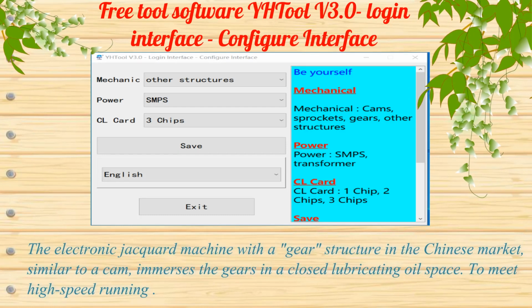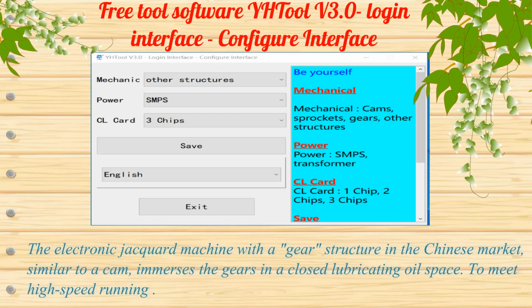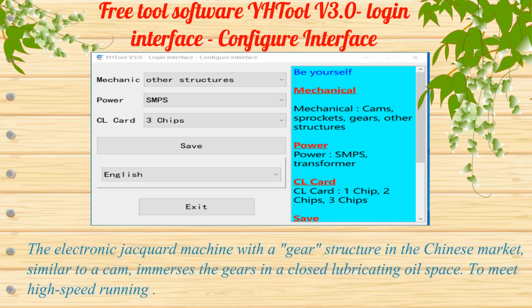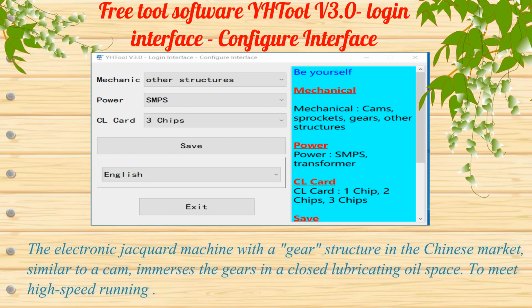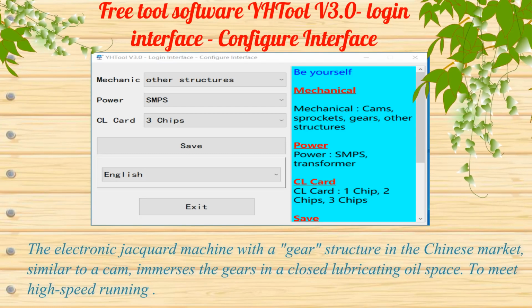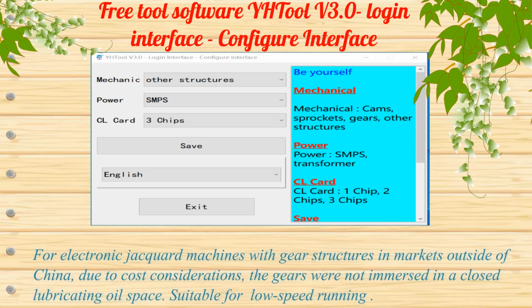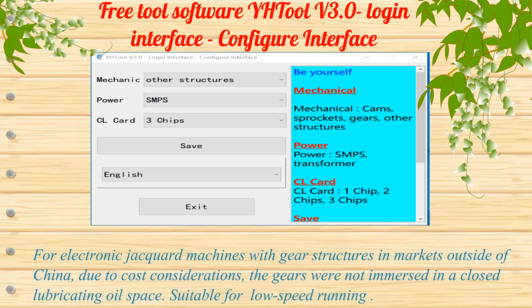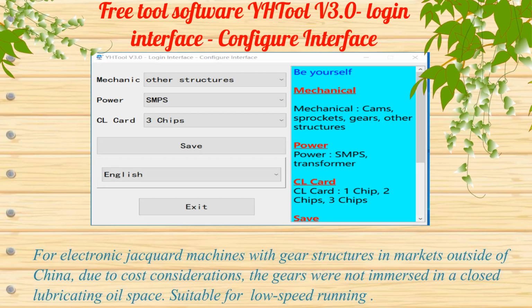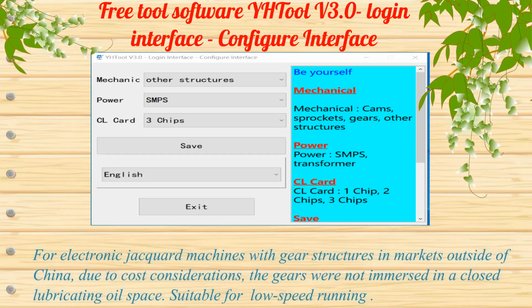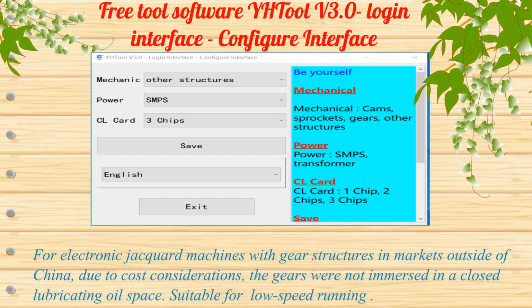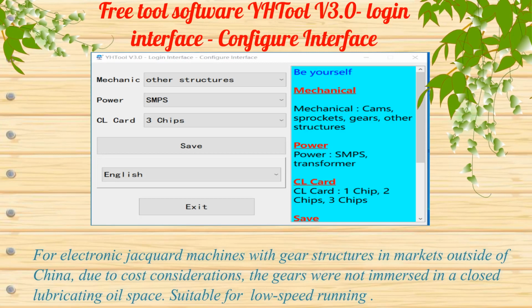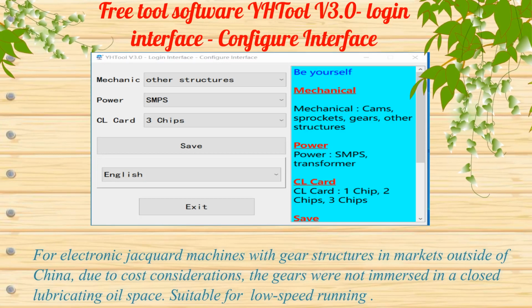The electronic Jacquard machine with a gear structure in the Chinese market, similar to a cam, immerses the gears in a close lubricating oil space to meet high-speed running. For electronic Jacquard machines with gear structures in markets outside of China, due to cost considerations, the gears were not immersed in the close lubricating oil space, suitable for low-speed running.